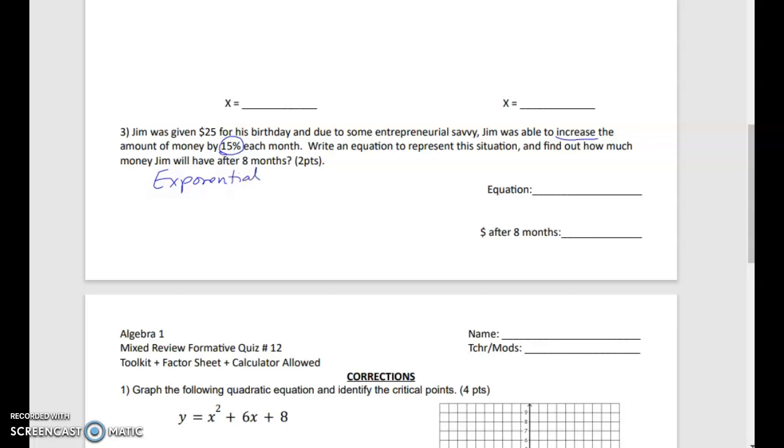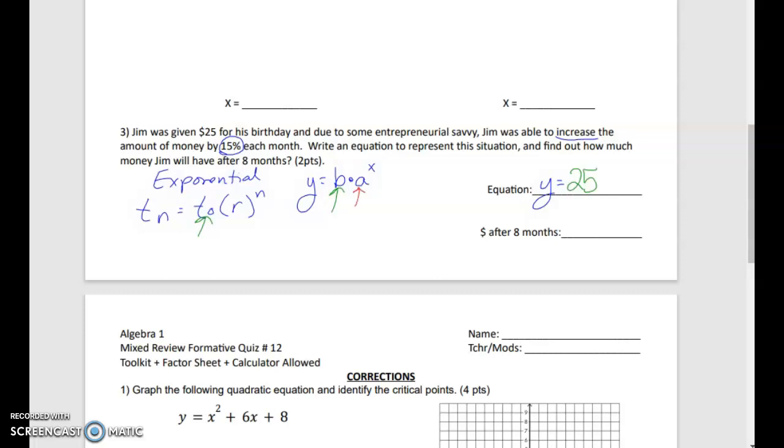So writing an exponential equation, we have y equals b times a to the x. Some of you might remember we had our Tn equals T0 times r to the n power. Those are both exponential, whichever way you think about it. But in our equation, that first b, that first thing we have to add, at T0, is what we're starting with. And in this case, it's $25. So we're starting with the $25 that he's getting.